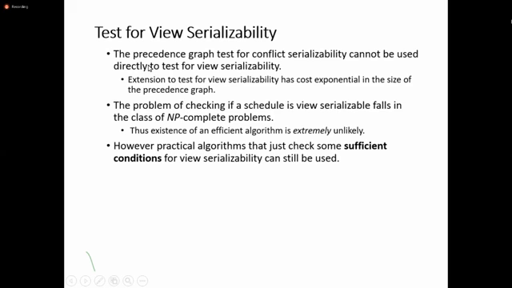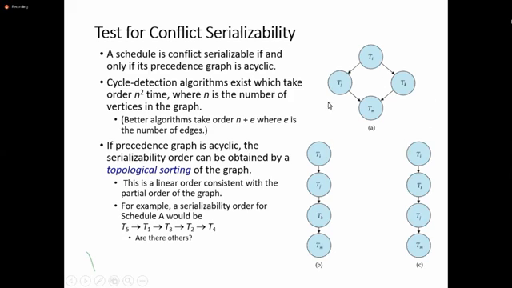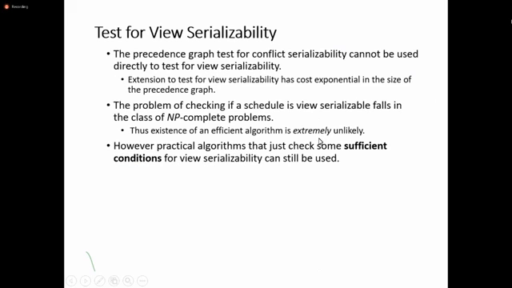Okay, test for view serializability. The precedence graph test for conflict serializability cannot be used directly to test for view serializability. The extension to test for view serializability has cost exponential in the size of the precedence graph. Here there are only a few transactions, but if you have many transactions, you want to check in a different way, and the cost is expensive.